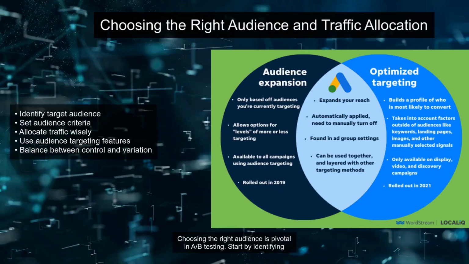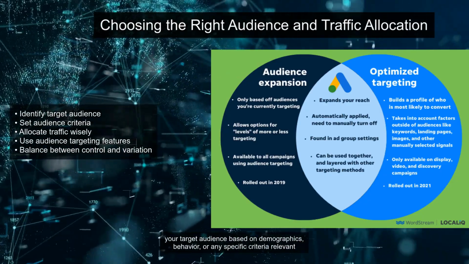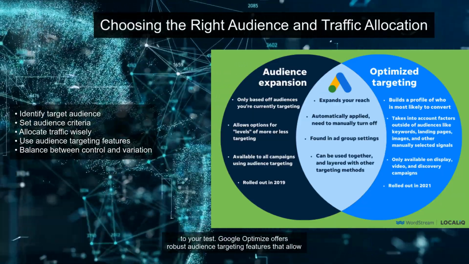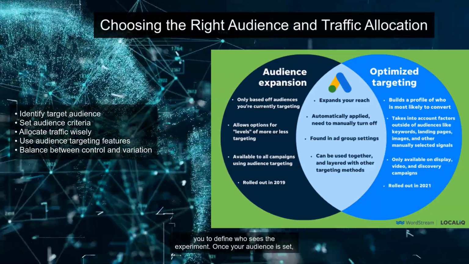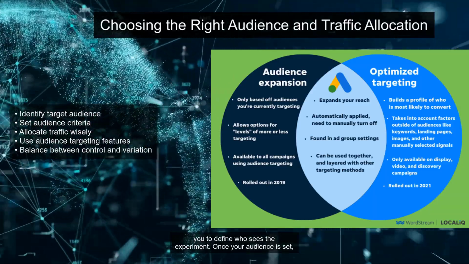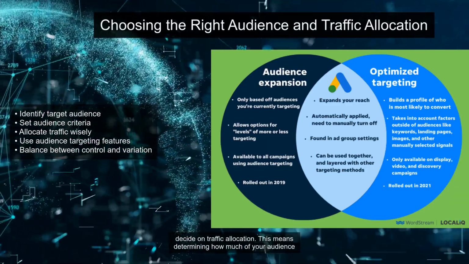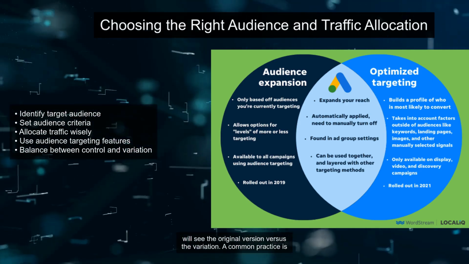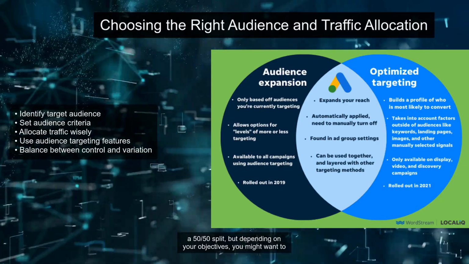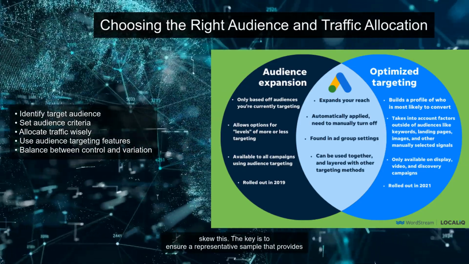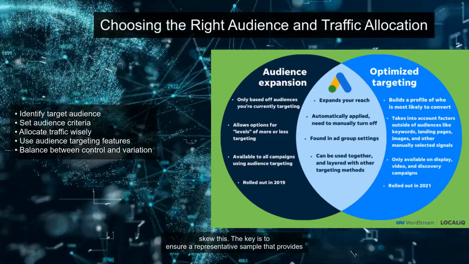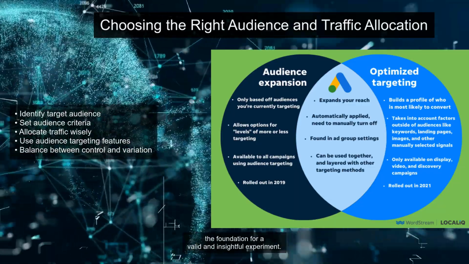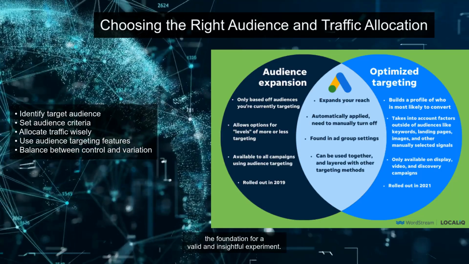Choosing the right audience is pivotal in A/B testing. Start by identifying your target audience based on demographics, behavior, or any specific criteria relevant to your test. Google Optimize offers robust audience targeting features that allow you to define who sees the experiment. Once your audience is set, decide on traffic allocation. This means determining how much of your audience will see the original version versus the variation. A common practice is a 50-50 split, but depending on your objectives, you might want to skew this. The key is to ensure a representative sample that provides reliable data. By carefully selecting your audience and allocating traffic, you set the foundation for a valid and insightful experiment.